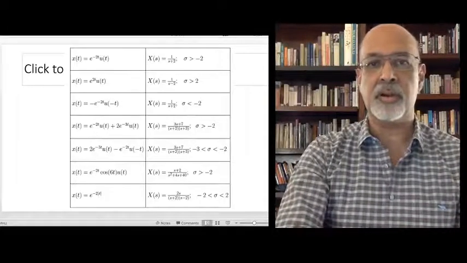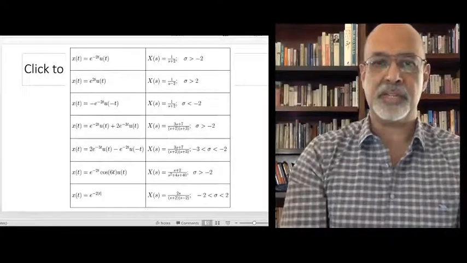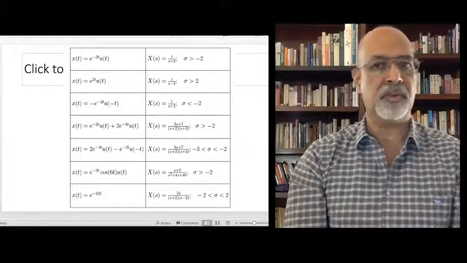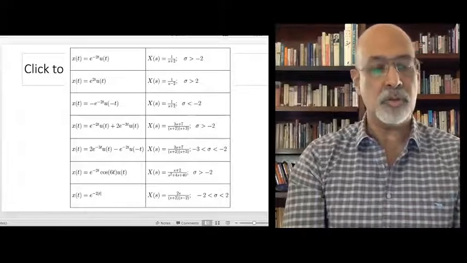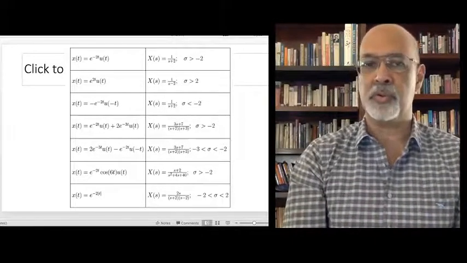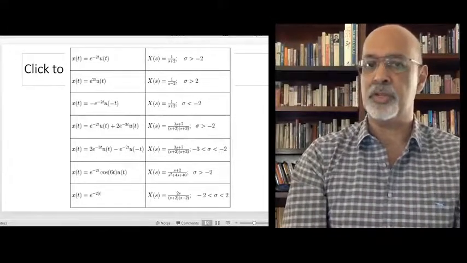So these are, if you remember, we had e to the minus 2t, and the Laplace transform for that was 1 over s plus 2, with the region of convergence being sigma greater than minus 2. And if we took e to the 2t u of t, then the Laplace transform was 1 over s minus 2, and the region of convergence was sigma greater than 2, and so on.